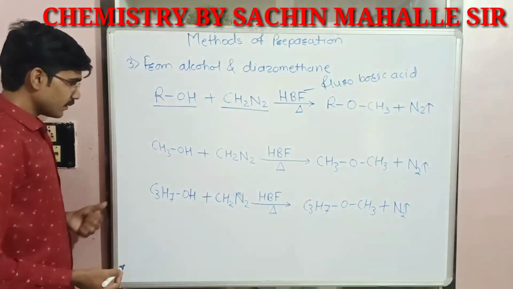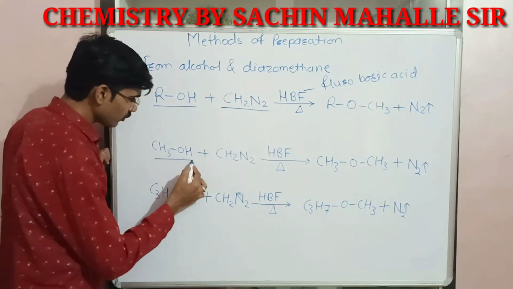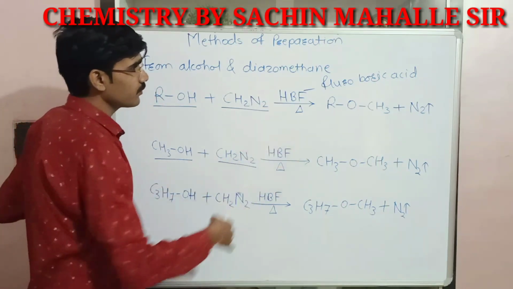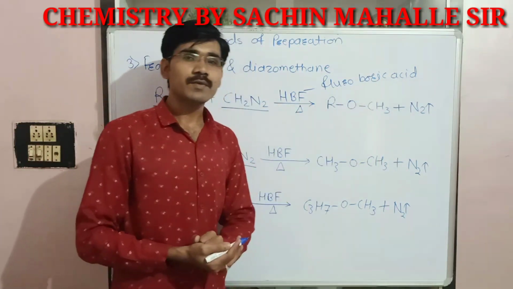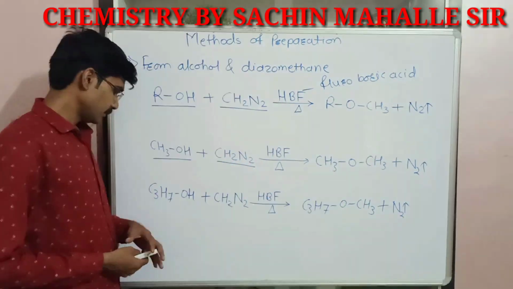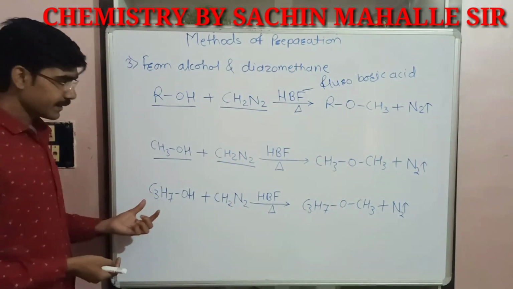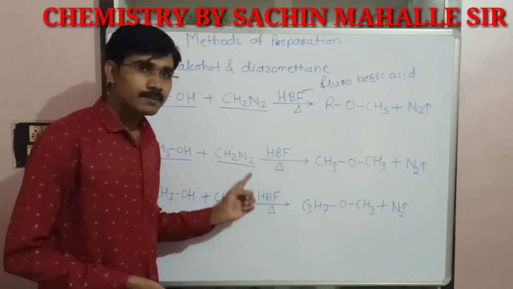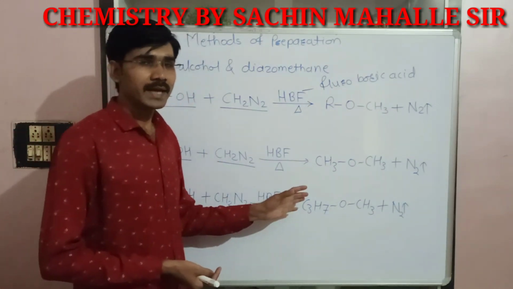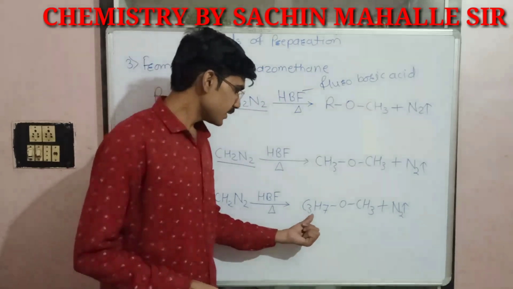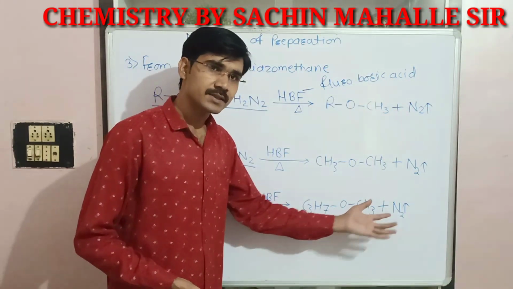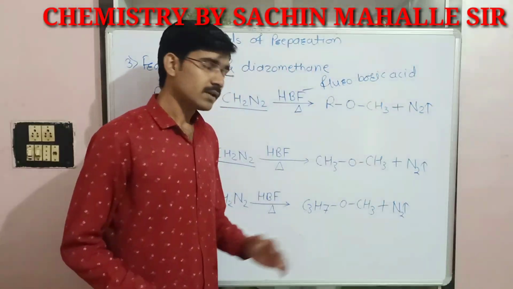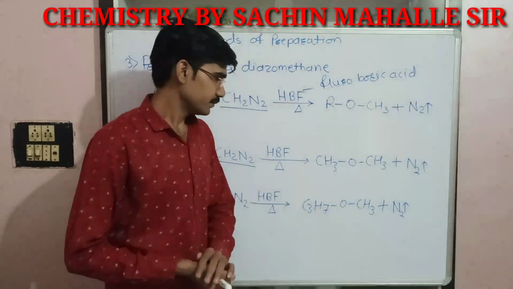We have to see in example, methyl alcohol heated with diazomethane in presence of fluoroboric acid, we are getting CH3OCH3. In second example, we are taken here propyl alcohol heated with diazomethane in presence of fluoroboric acid, we are getting C3H7OCH3. That is methyl propyl ether we are obtaining.